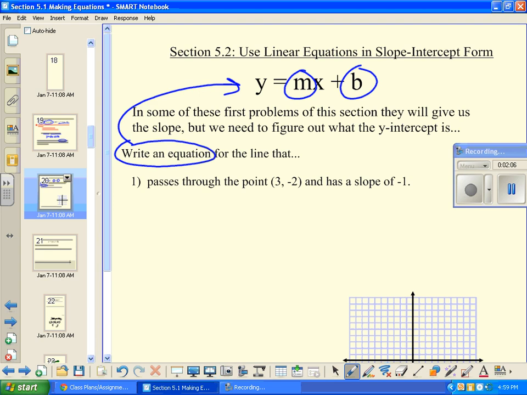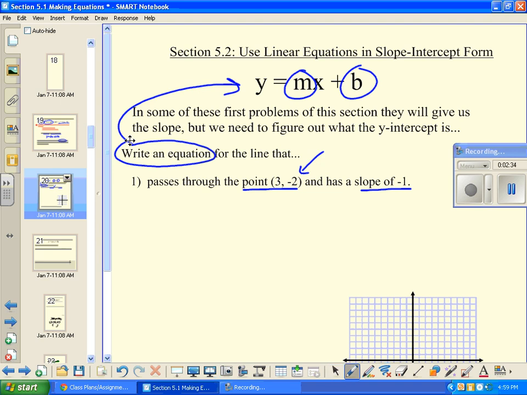So it says write an equation for the line that passes through the point 3, negative 2 and has a slope of negative 1. So I know this information, but if you notice up there, this point that they've given me in this case is not the y-intercept. That point is not on the y-axis. It's just a point that has some information for me. I know that the line goes through 3, negative 2. And I know what the slope of the line is, so I kind of know what it looks like, but I don't have the y-intercept itself.